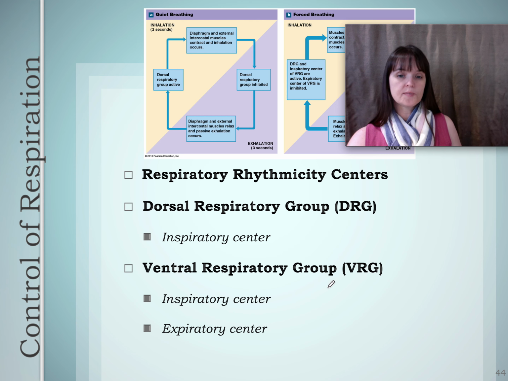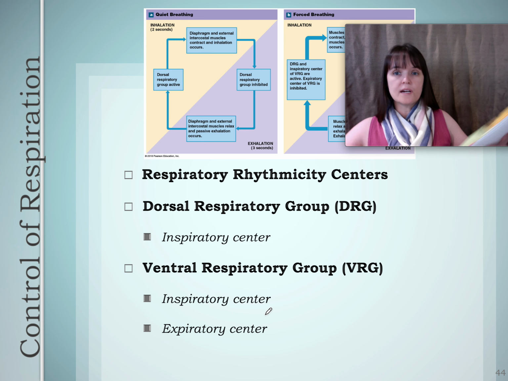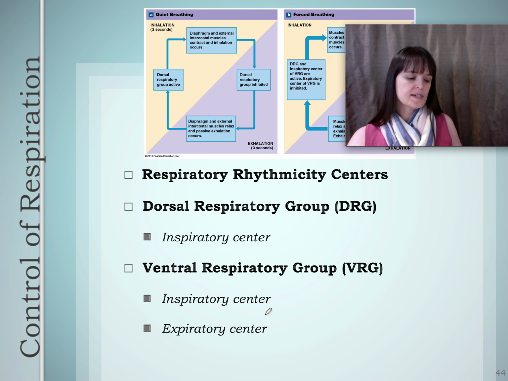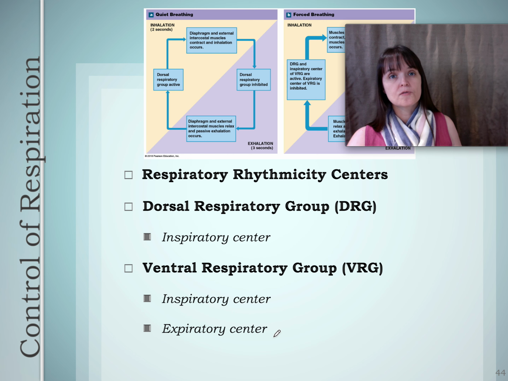The ventral respiratory group is in the front. It controls all of the accessory muscles. So it has an inspiratory center that controls the accessory muscles of inspiration, like the serratus anterior, the sternocleidomastoid, and the pec minor, which all pull the ribs up and out. The accessory muscles of exhalation are controlled by the expiratory center of the VRG, and those control the secondary muscles of expiration: the abs, the obliques, and the internal intercostals.